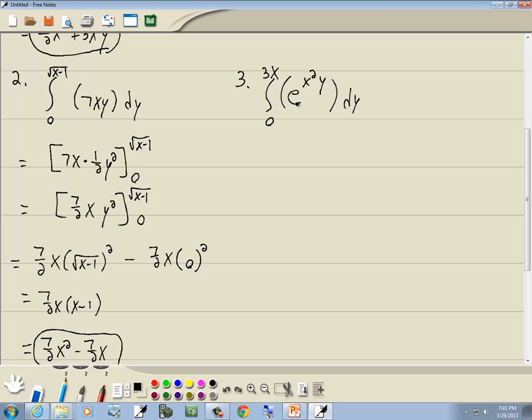Well, the integral of e to the u is going to be e to the u. So this is going to be the U-substitution we have to use here. So u is equal to x squared y. We have to do that because we have more than a single variable up here.